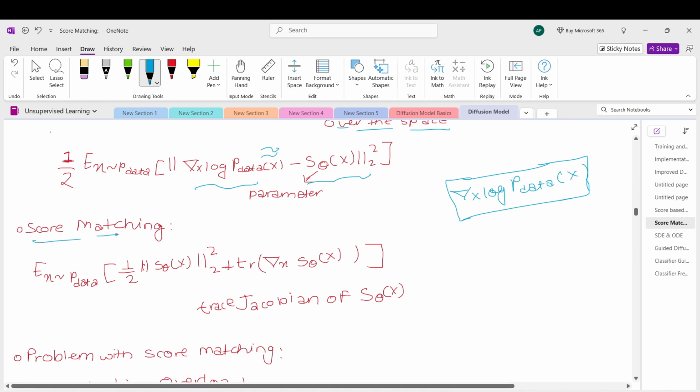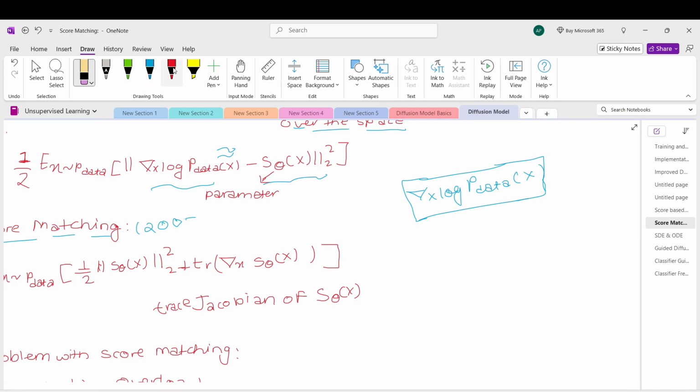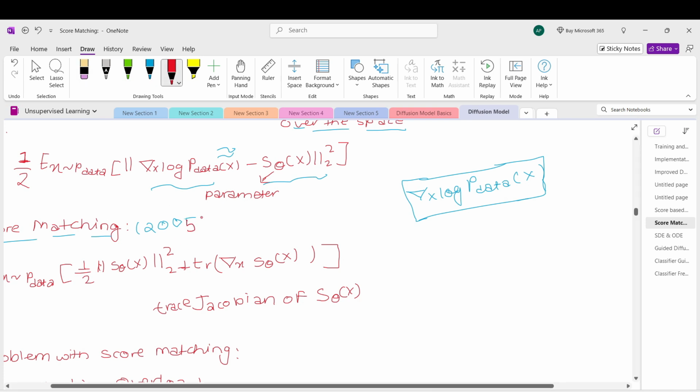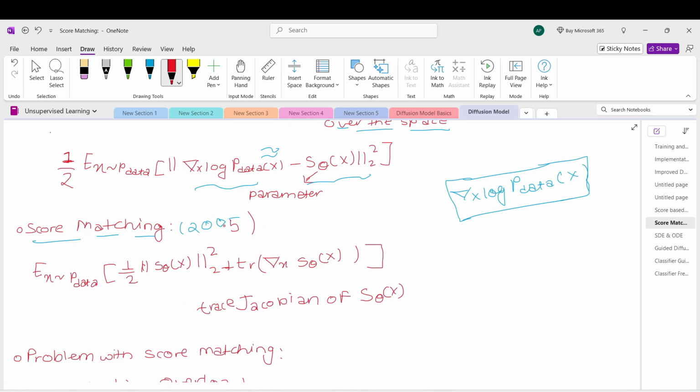There is an objective called score matching. This was in 2005. I think this paper was written then. I forget the name, but it is the first of the score matching papers, and it gave some approaches here.